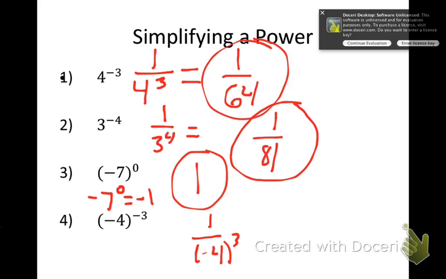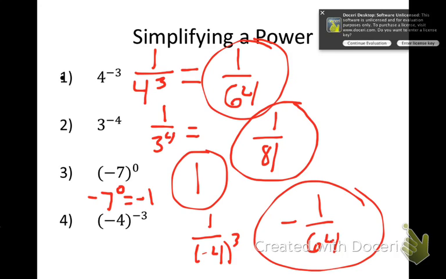Okay, now do we associate the negative in the denominator? No. Either tack it on out front or put it back in the numerator. But negative 1 over 64 would be correct there. Again, we don't want negative exponents. No negative exponents, 0 gets us 1.